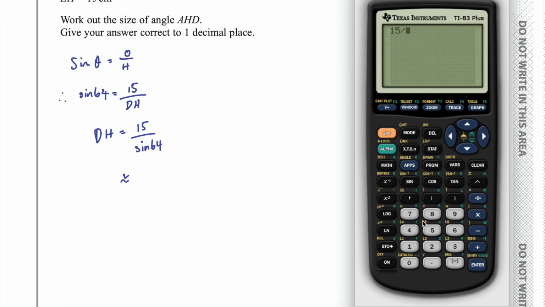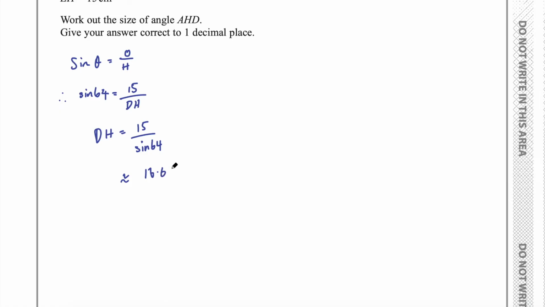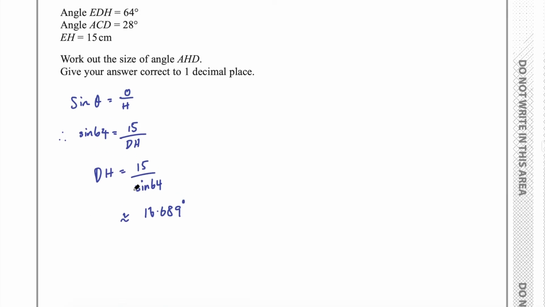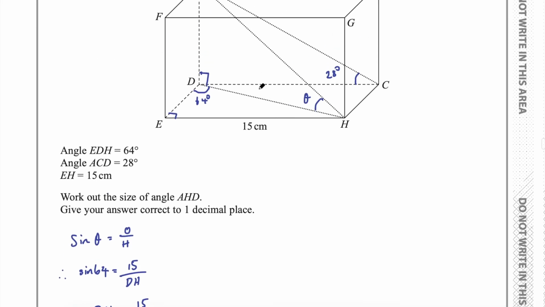15 divided by the sine of 64 equals 16.689. Make sure your calculator is in degrees and not radians, otherwise you'll get some weird answers.